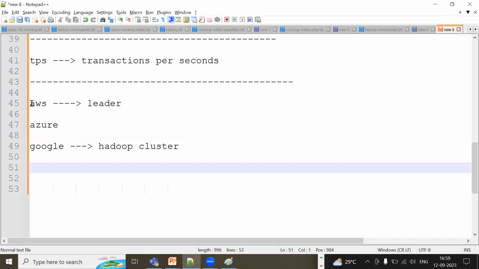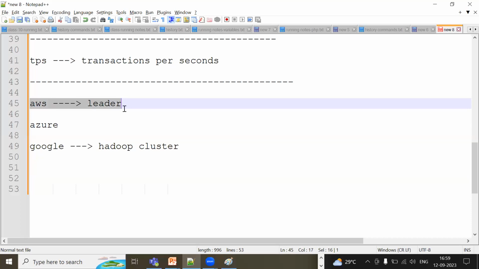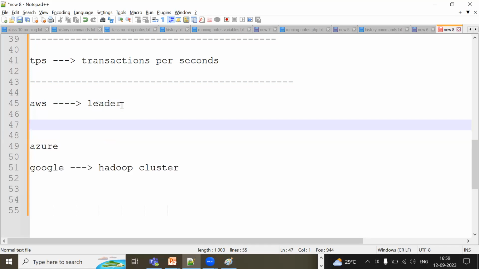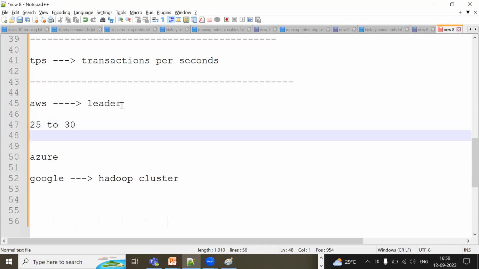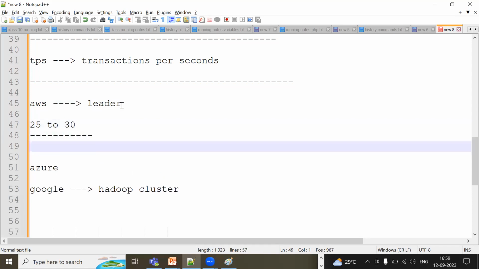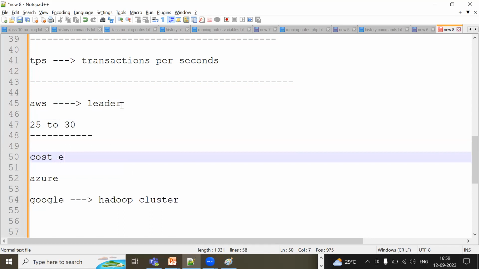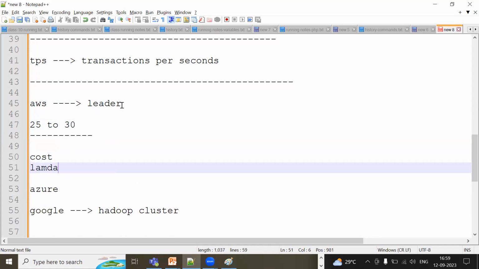So AWS is the leader, and you have a lot of job openings with respect to AWS. So we will try to understand at least 25 to 30 services back to back. And we need to learn the Cost Explorer service. We need to learn some Lambda and Step Functions.